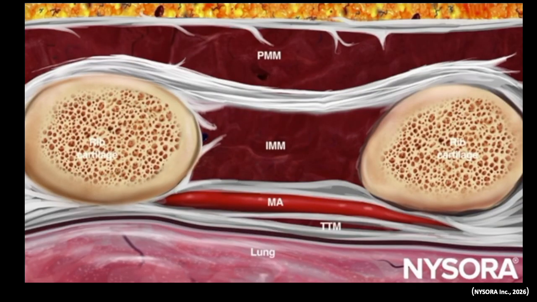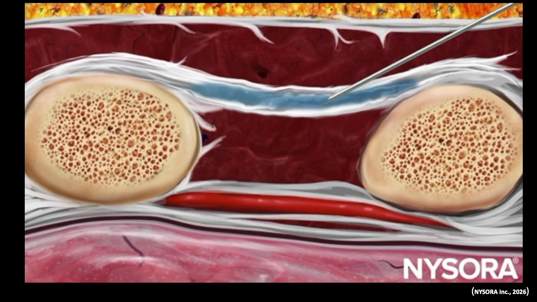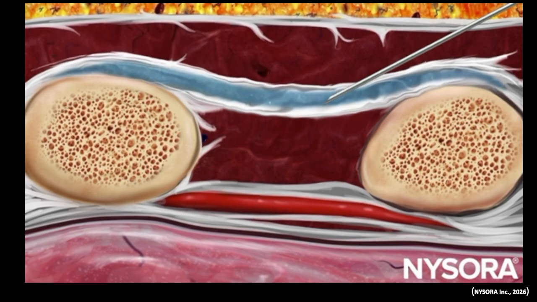Please watch this quick animation of needle insertion and needle pathway as it travels to the target fascial plane. Notice the fascial plane beneath the pectoralis major muscle, the location of the internal thoracic artery, and the pleura beneath. Watch the spread of the local anesthetic in the pecto-intercostal fascial plane.